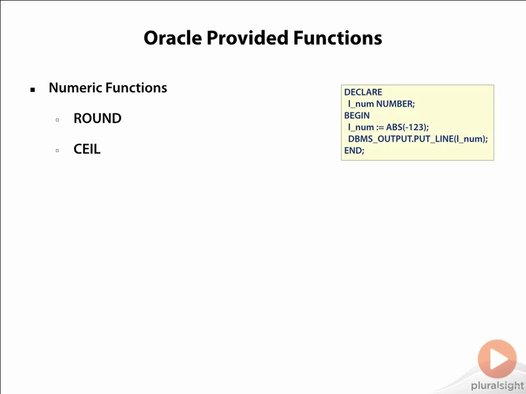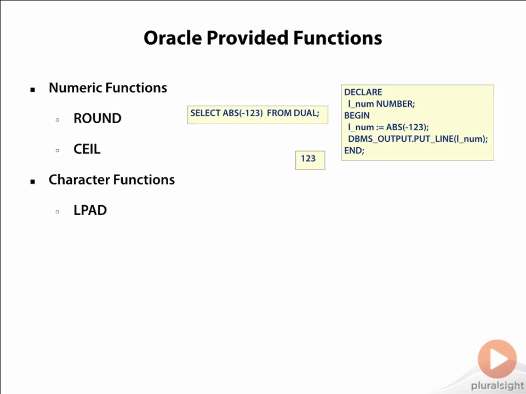Here in this code snippet, we see the ABS or absolute function, which takes in a number, here -123, and returns the absolute or positive value of 123 and assigns it to lnum. Later, we print it using the DBMS_OUTPUT.PUT_LINE statement, which will give us a result of 123. We can also call it from SQL as select ABS(-123) from dual for a similar result.